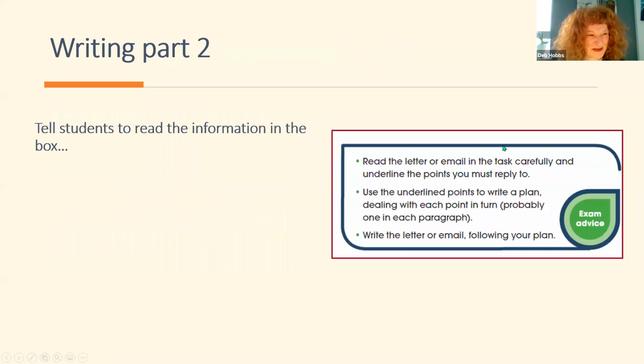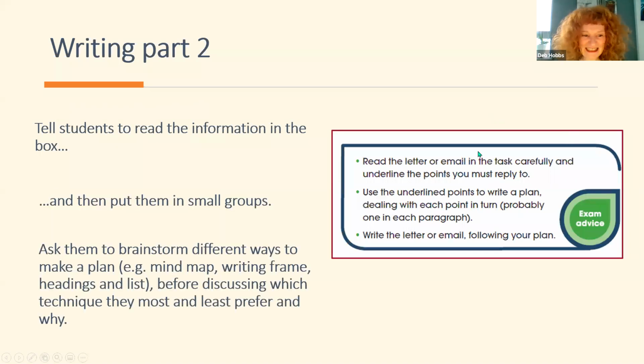Exam advice tip box from writing part 2. Read the information in the box and then put students into small groups. Ask them to brainstorm different ways to make a plan. For example, mind maps, writing frames, headings and lists, etc., before discussing which technique they most and least prefer and why.